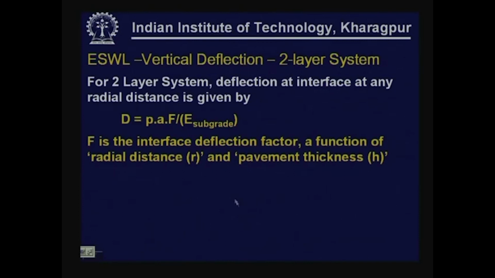For a two-layer system also we can adopt a similar concept. Here also we use the same approach. The deflection is a function of pressure, the radius of load contact area, deflection factor, and the subgrade modulus value, where F is the interface deflection factor, because if it is a two-layer system we are interested in the deflection that occurs at the interface. So F is the interface deflection factor, which is a function of, like in the previous case, the radial distance and the pavement thickness, which defines the location of the interface.